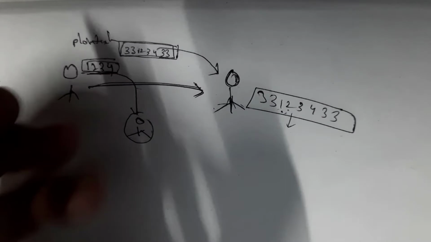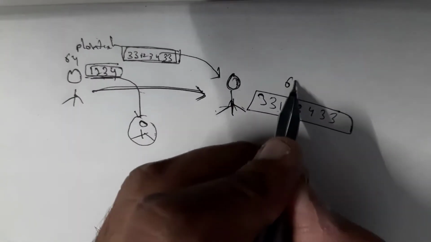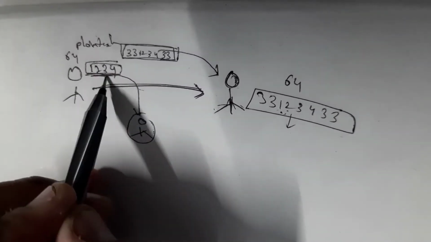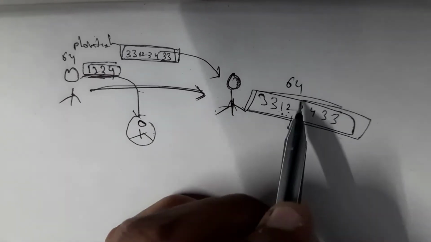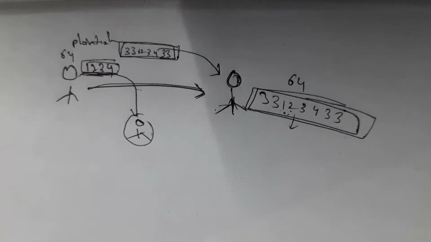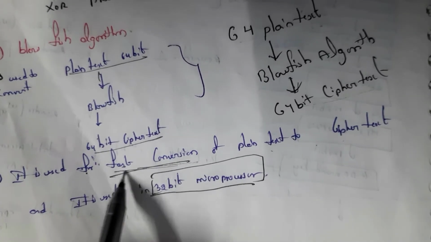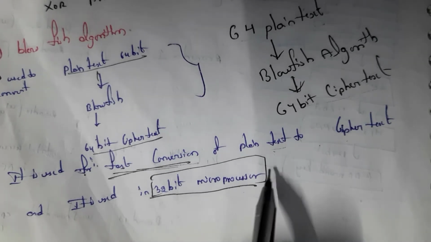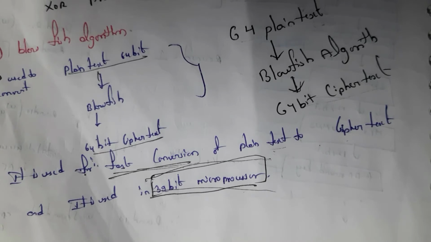For example, this plain text is 64-bit and the ciphertext is 64-bit. The process of converting 64-bit plain text into 64-bit ciphertext is done by the Blowfish algorithm. This Blowfish algorithm is used for fast conversion of plain text into ciphertext, and it is used in 32-bit microprocessors.